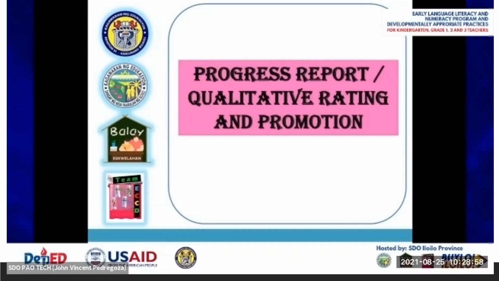Progress report, qualitative rating, and promotion. How do we measure the abilities of a child? How do we inform the persons concerned, especially the parents, about their child's performance? How is assessment information reported?